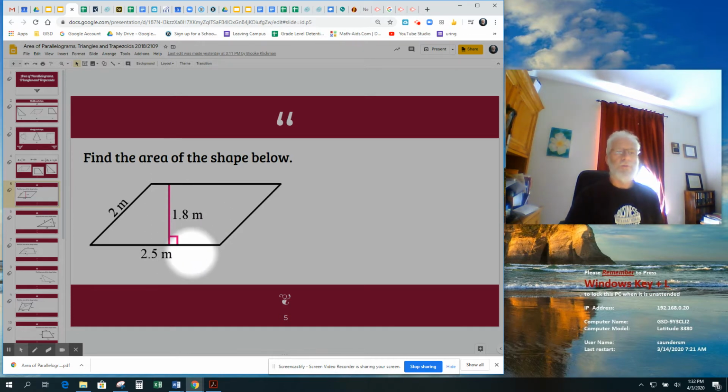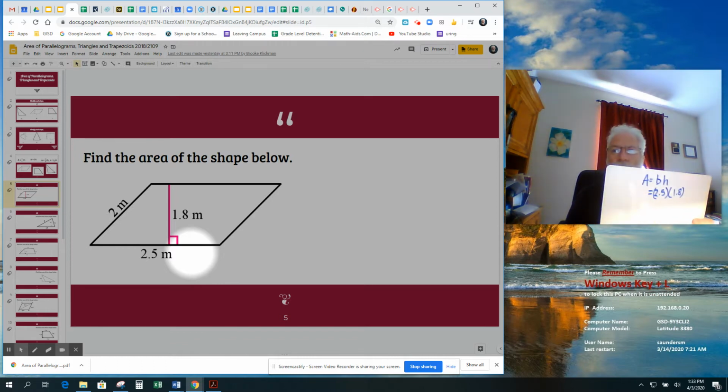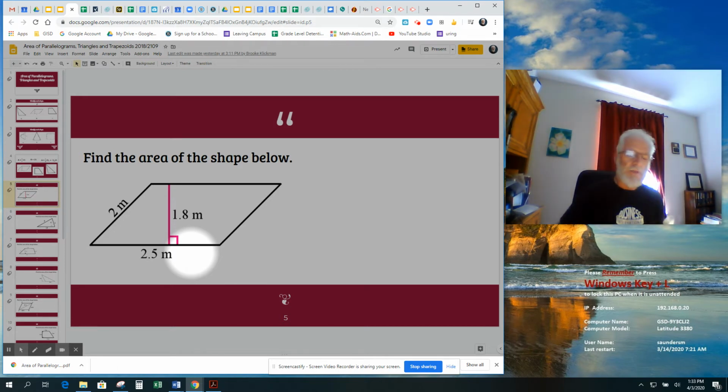Okay, so the base is 2.5, so I'm going to add that to my formula, 2.5. And the height is 1.8. And we're going to multiply those together. So there's what I have so far. And on a piece of paper, you can work alongside and see if you can get the same answer as me. So I'm going to multiply those two numbers together, 2.5 times 1.8.